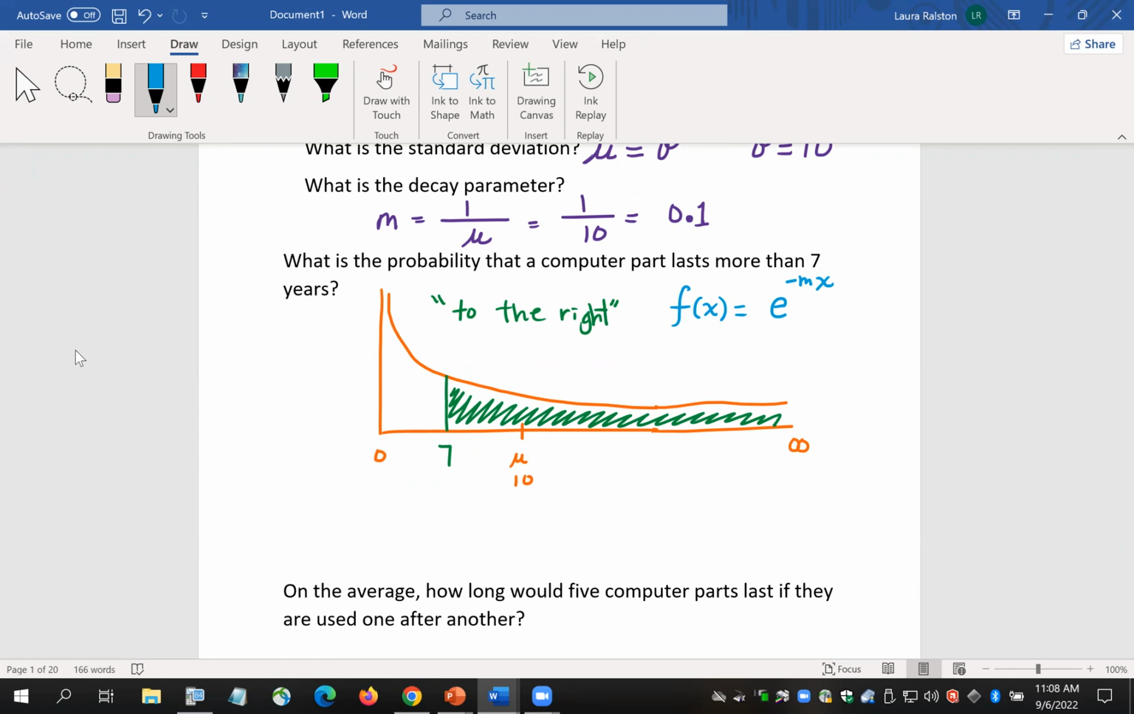So once I have identified the formula that I need, then it becomes a matter of substitution. So I have f of x. I'm actually doing f at 7 because it says more than 7. So we have e to the negative m, and m is our decay parameter, which we determined to be 1/10. And my value that I'm interested in, again, in this problem is 7. So that simplifies to e to the negative 7/10. 1/10 times 7 is 7/10, and it is negative.